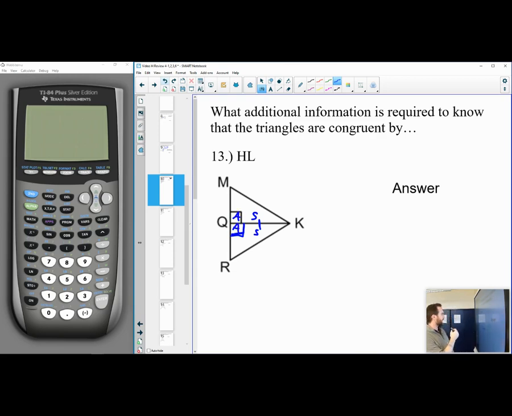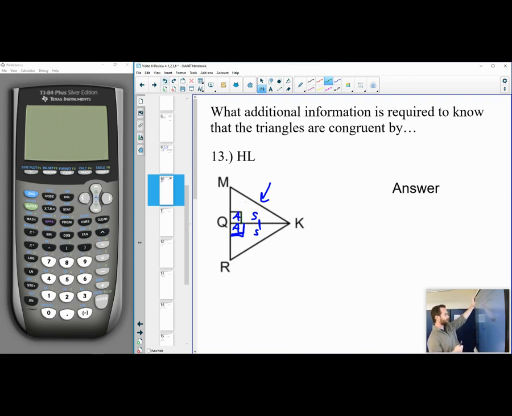Okay, so we're looking for HL. So now let's focus on one triangle at a time. In this triangle, we've got 90 degrees, which is good, and we have a leg, which is good. So we're missing the hypotenuse, and the hypotenuse in that triangle is right here. If you ever have trouble identifying the hypotenuse, just imagine that the right angle was like an arrow pointing at the hypotenuse. I know that's kind of stupid, but that always helps me.